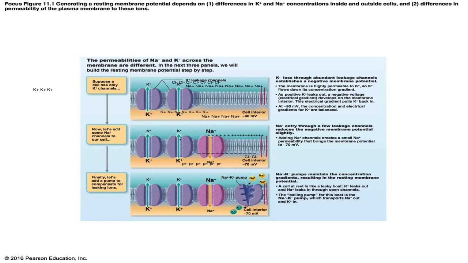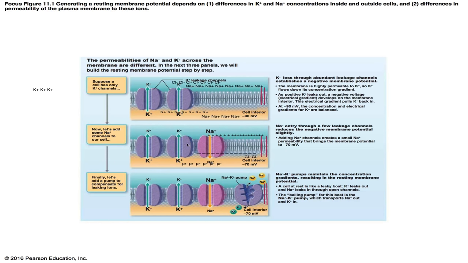As these potassium ions are diffusing out of the cell, remember, they're diffusing out at a very high rate because we have a lot more of these guys. Even though they're showing a 2-to-1, this doesn't represent what we actually have, because we have a lot more potassium leakage channels than we do sodium. So imagine you have maybe 10 of these leakage channels and only one of these sodium channels. So we have a lot more potassium ions going out.